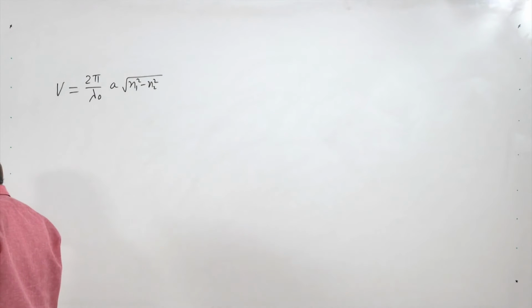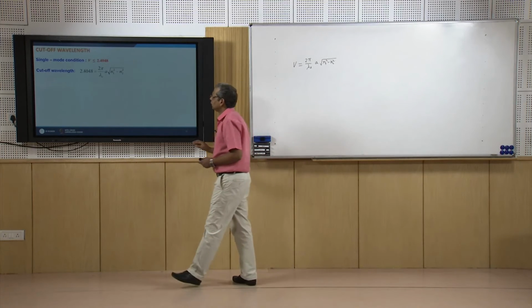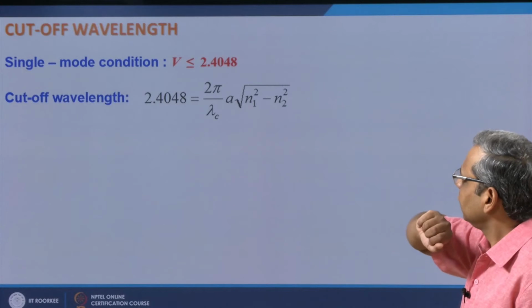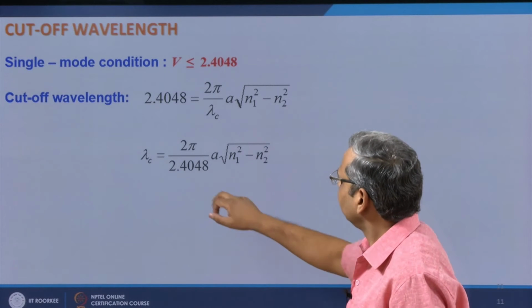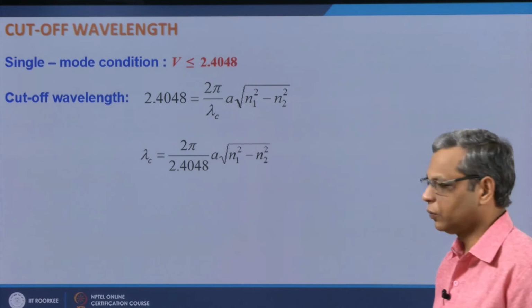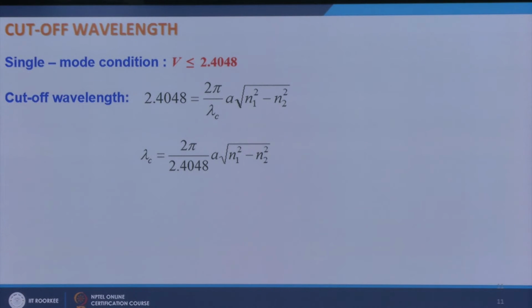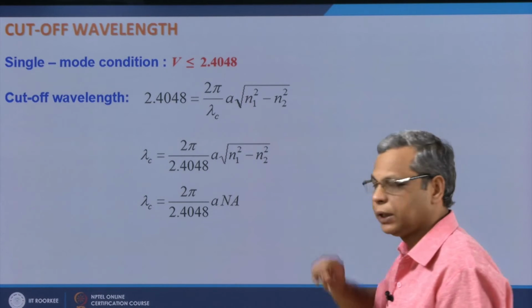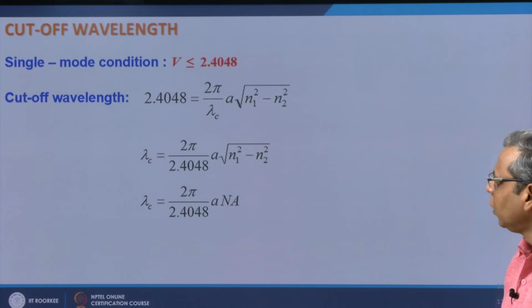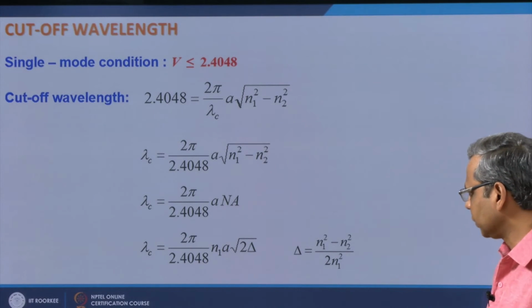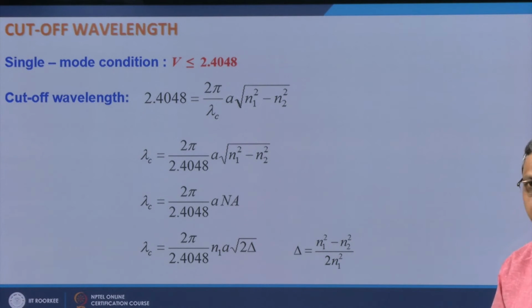So, if I find out the wavelength corresponding to this value of V, 2.4048, then this wavelength will come out to be 2 pi divided by 2.4048 times a times square root of n1 square minus n2 square, or I can also express it in terms of numerical aperture, because square root of n1 square minus n2 square is nothing but numerical aperture, or I can also represent it in terms of relative index difference delta, because delta is n1 square minus n2 square over 2 n1 square.